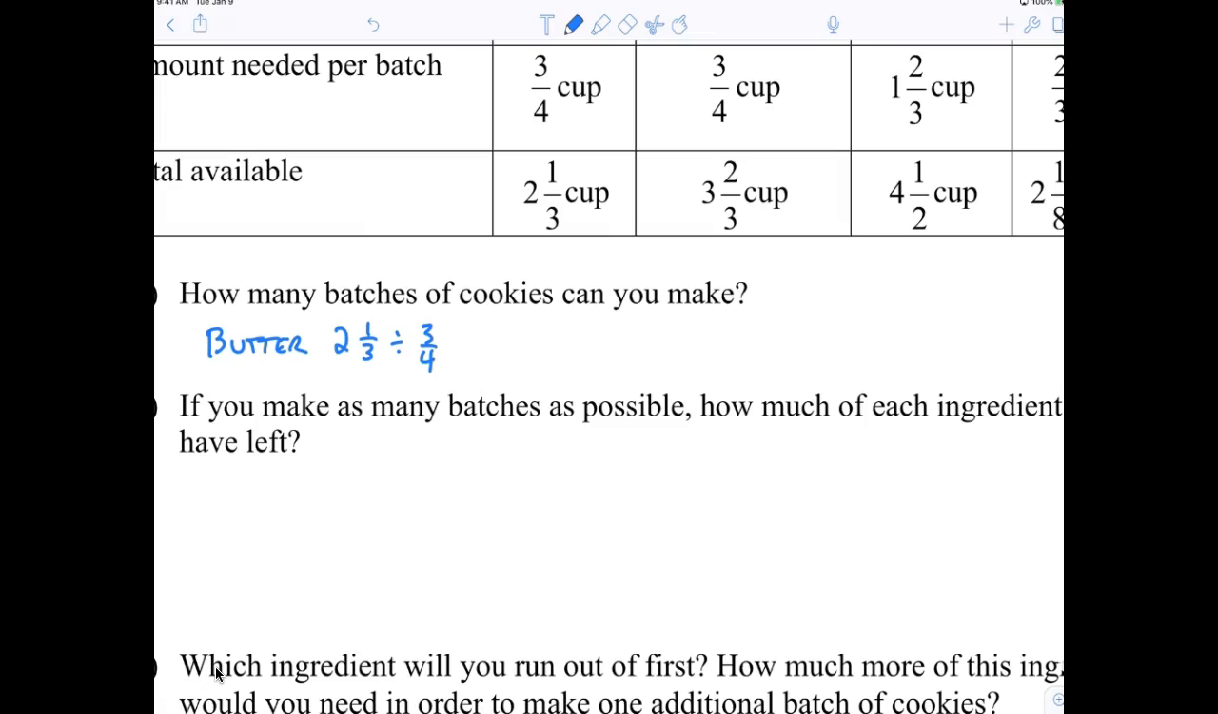So what did it come out to be? So I can make 3 1/9 batches of cookies if I only used what? Butter. Do I agree with that?